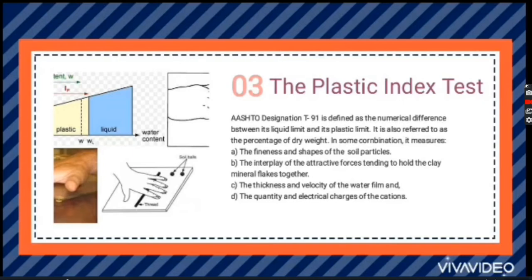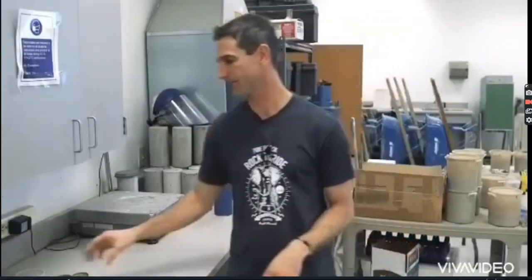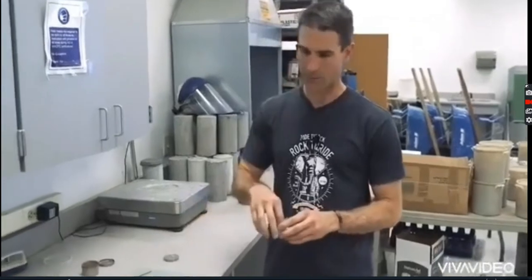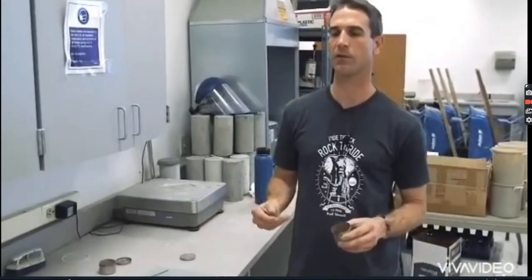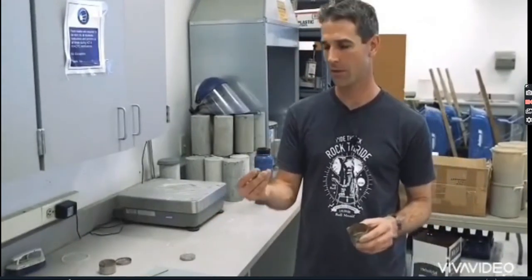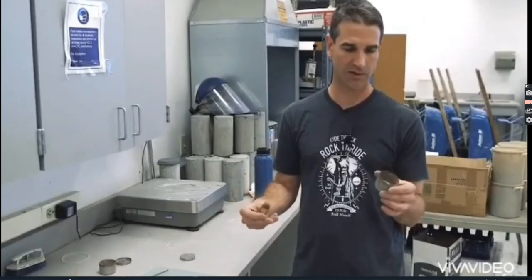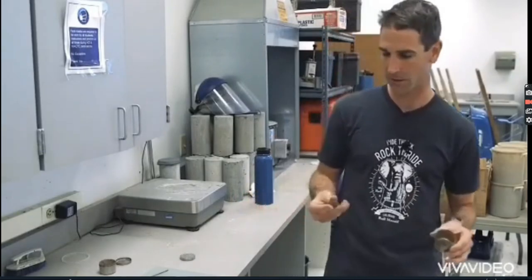Here is a sample video of the plastic limit test and the plasticity index test. Okay, this is T90, the plastic limit of soils. So we remember when we were getting our sample prepped for the liquid limit test, we were going to take a 10-gram sample of material once it has attained a plastic state and store it in a sealed container.